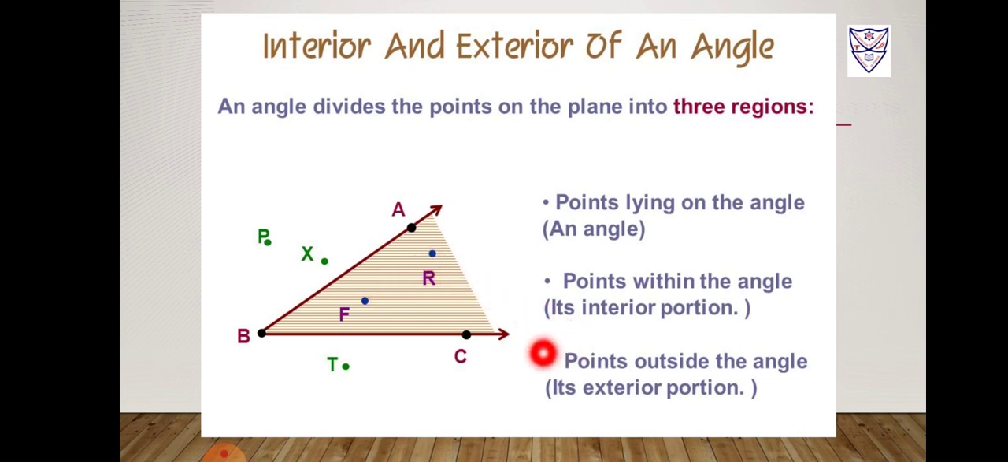Points outside the angle are its exterior. So which points are outside angle ABC? Point P, point X and point T. So these points X, P and T are in the exterior of the angle.